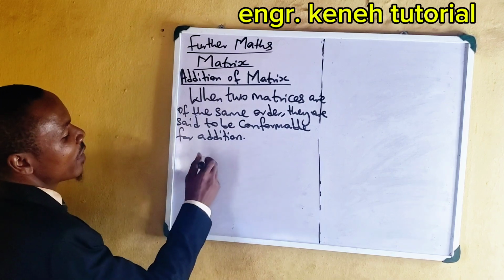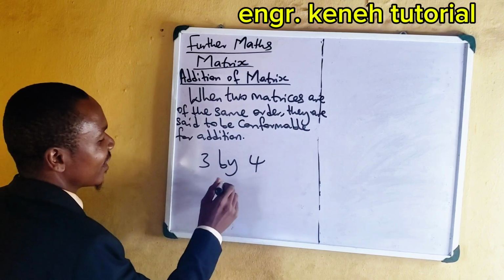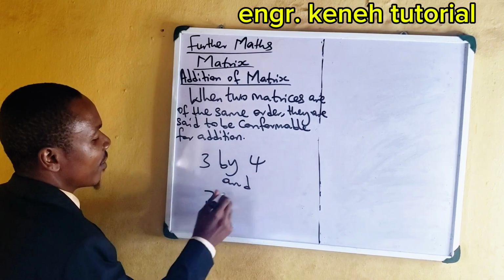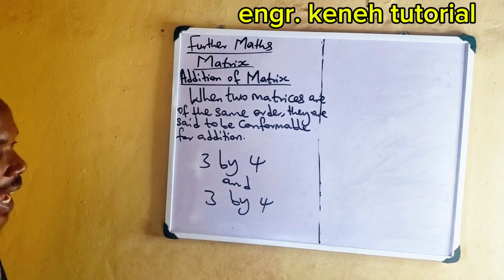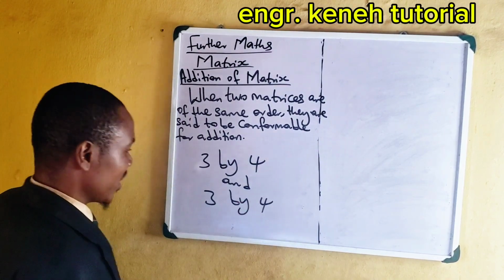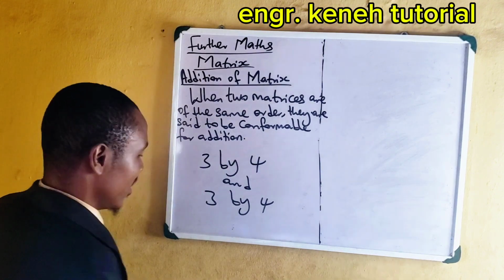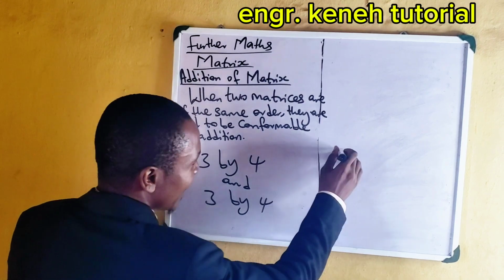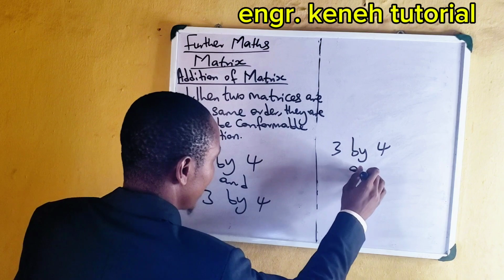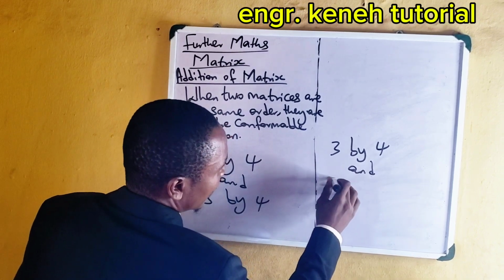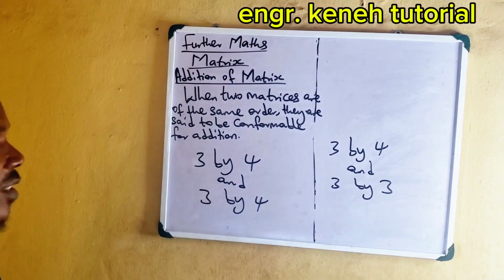For example, it may be a 3 by 4 matrix and a 3 by what? 4 matrix. That is the only time that you can add these two matrices together. If the orders are not the same, you cannot add them. For example, you cannot add a 3 by 4 matrix and maybe a 3 by 3 matrix. Can you see that? 3 by 3 matrix.